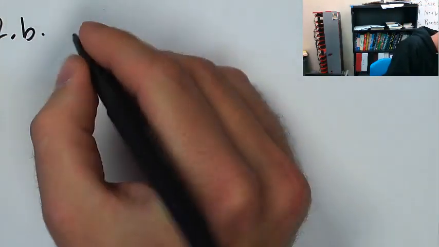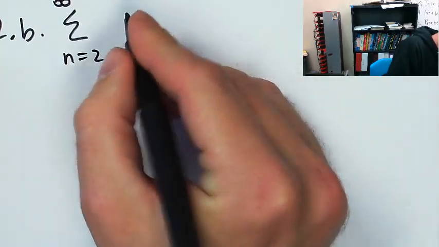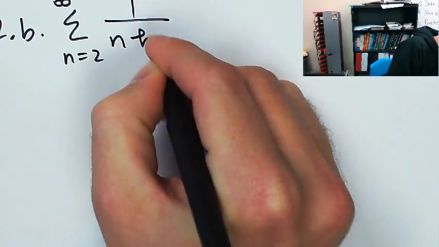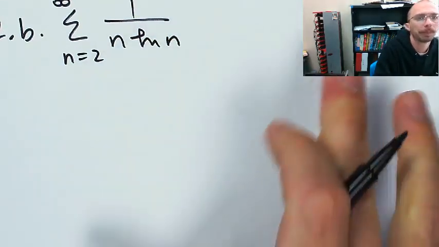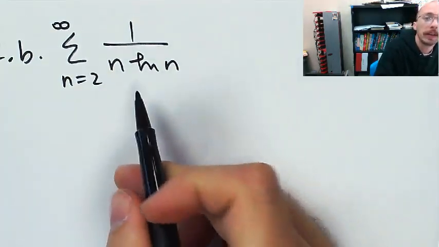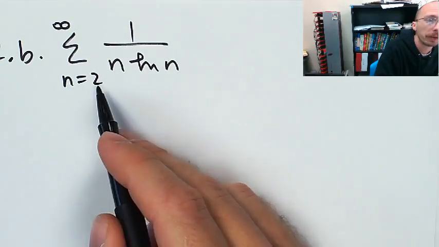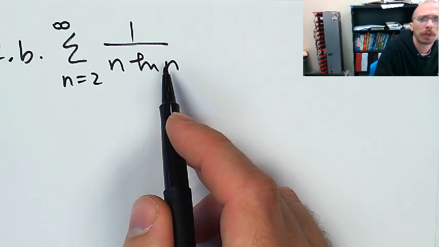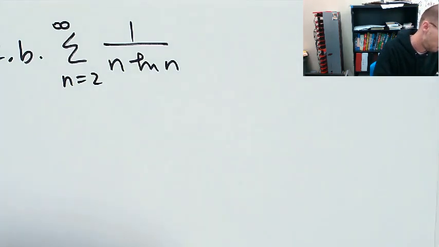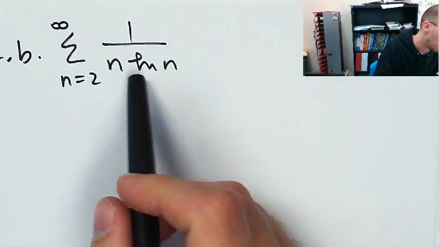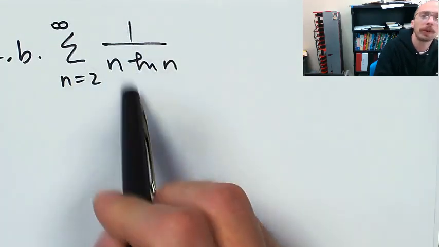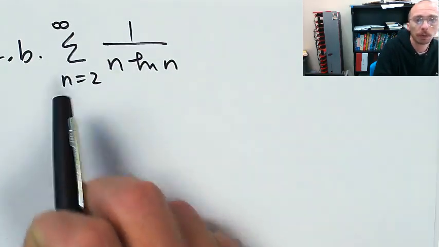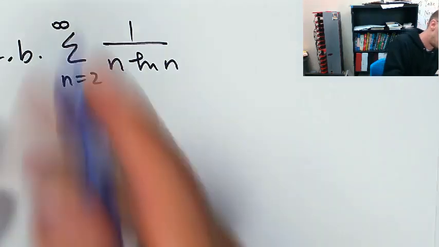All right, so 2b is going to be the sum from n equals 2 to infinity of 1 over n times the log of n. Okay, log of n is always positive when n is greater than or equal to 2. It's really positive when n is greater than 1. This is always positive. Okay, the bigger n gets, the bigger these things get. So this function is continuous, positive, and decreasing for n greater than or equal to 2. I'm going to start off with that.